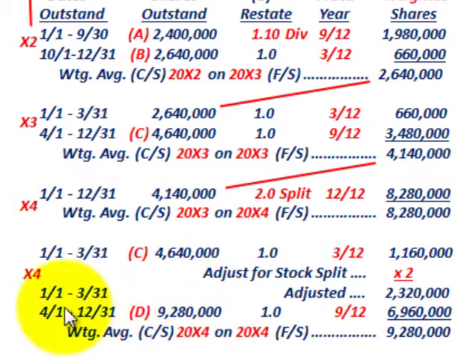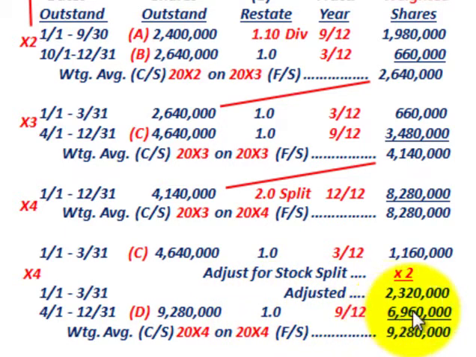But we'll go back to our chart here. So for the next 9 months, 9/12 of the year, from 4/1 to 12/31, this is where we have our stock split. After that stock split, that 9,280,000. The adjustment factor is just 1 here. We really don't adjust it.